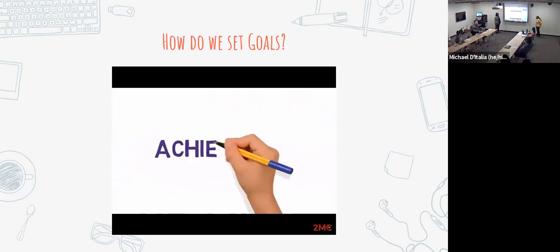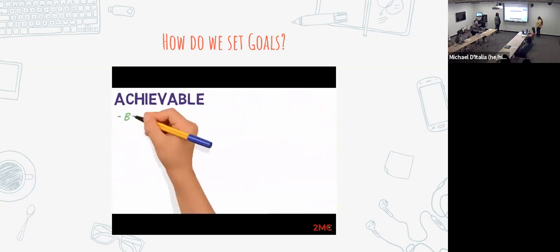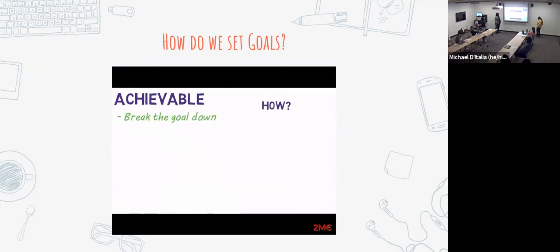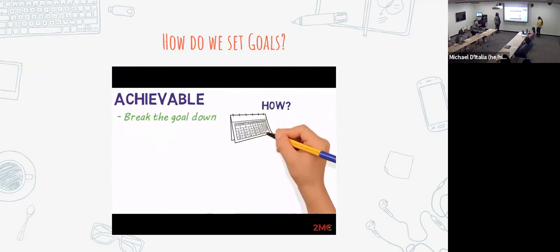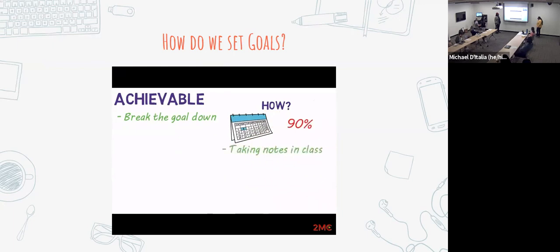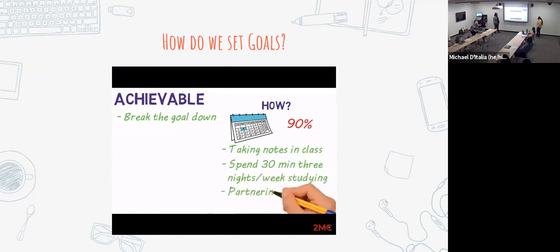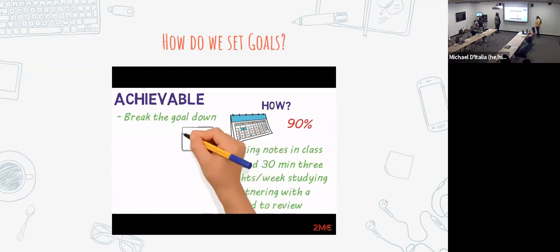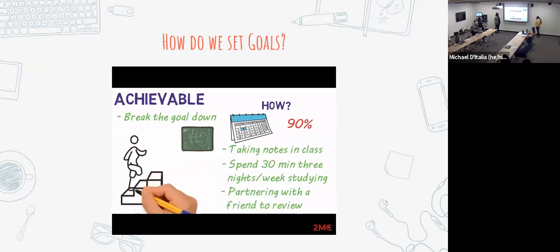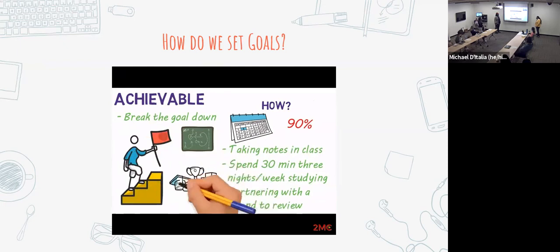The next step is to check that the goal is achievable. In this step, you want to break the goal down and ask how to achieve it. What do you need to do to get at least 90% on the exam? Some examples may include attending class, spending 30 minutes per night per week studying for the exam, and partnering with a friend before the exam for notes and to go through the study guide. The point is, you need enough time. Break the goal down into smaller goals that all feed up to the main goal. This will be a clear path to success.